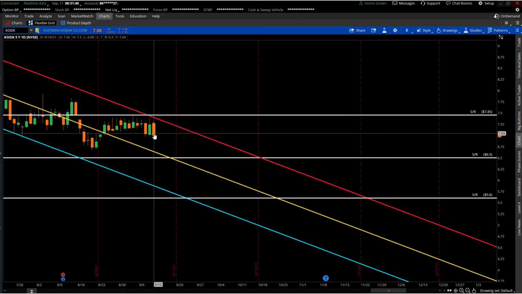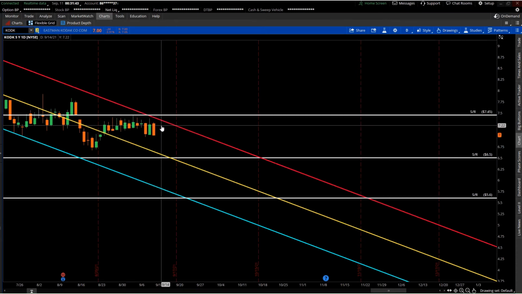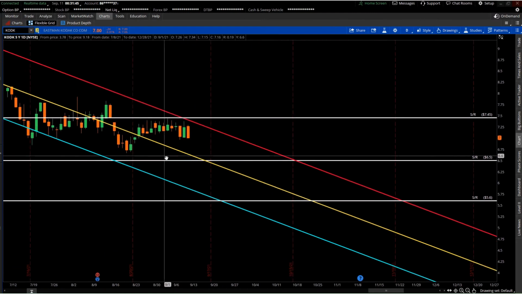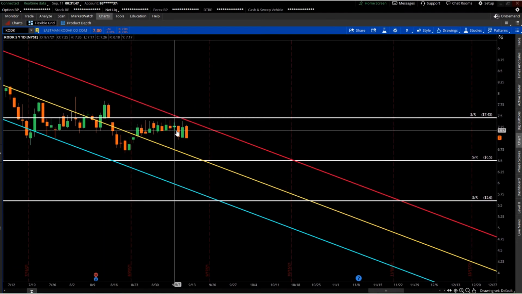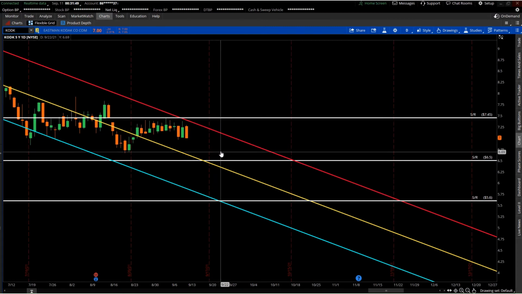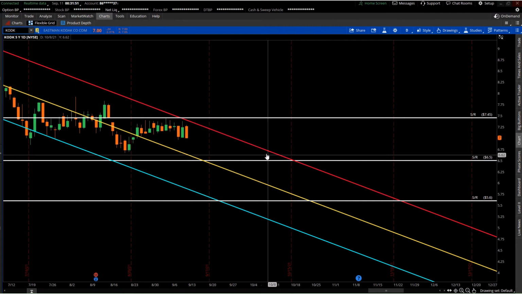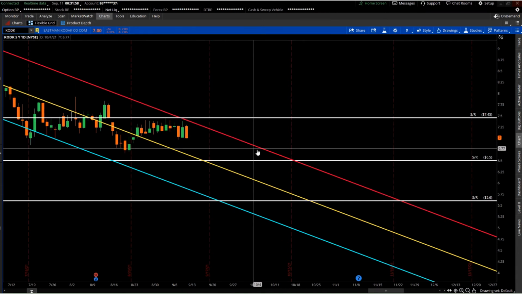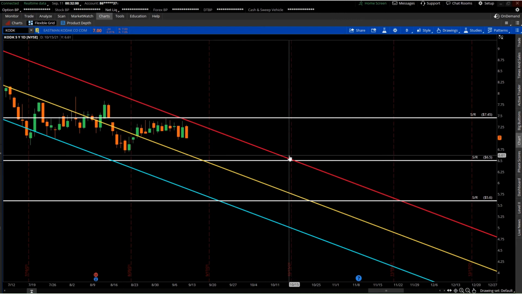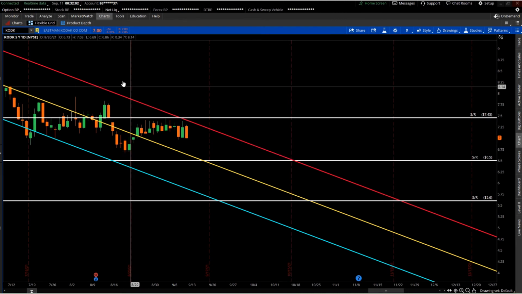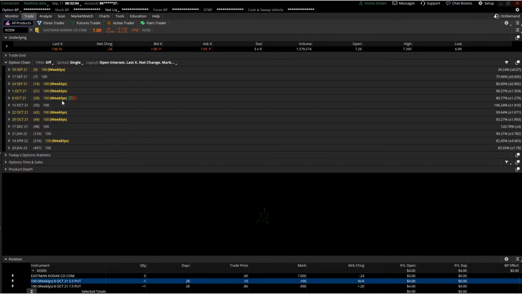I entered the trade today just to take advantage of the slow grind, sideways, teetering towards the downside. So I'm looking to take advantage of this potential downward move leading into October 15th. I do have a position here for the October 8th expiration date, which expires in 28 days.